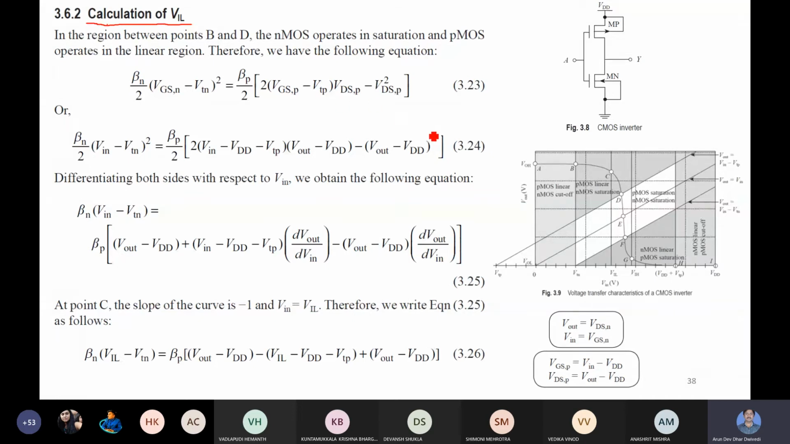As we are here in the B to D region, in this region we can see PMOS is in linear region and NMOS is in saturation region. This is the VTC plot, and these are the relations of VDSN with the output, and VGSN with the input. Similarly, VGSP with the input and supply voltage, and VDSP with input, output and supply voltage. These are frequently used. So what is the situation if you are in the plot between B and D.